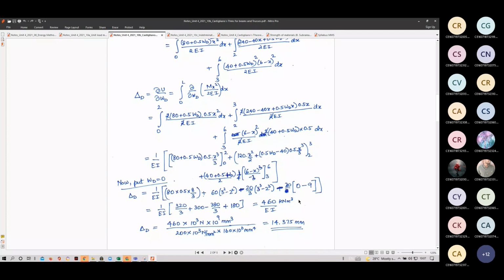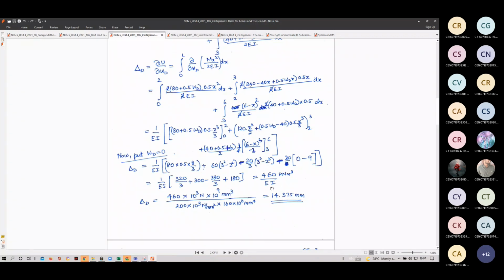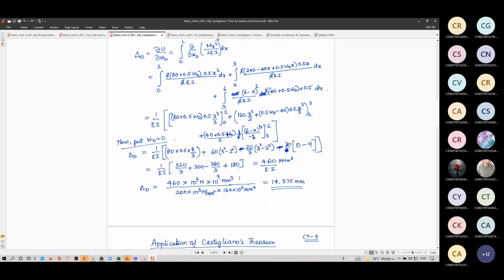Once you have kilonewton meter cube, now divide by EI. Kilonewton converts to 10 to the power 3 Newton, and meter cube will be 10 power 3 mm whole cube, that will be 10 power 9 mm cube. And then write Young's modulus, which is 200 GPa, that is 200 into 10 to the power 3 MPa, and 1 MPa is Newton per mm square, times I. So you get this value. Okay. So Castigliano's theorems.